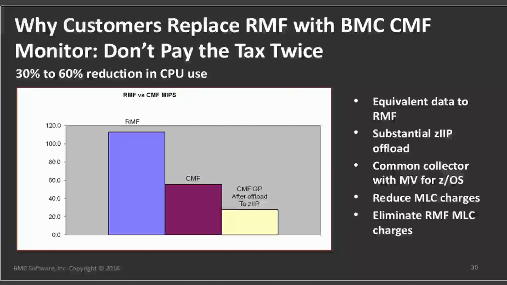So we designed CMF to use the same data collector as Mainview for z/OS. So we collect the data once. Mainview for z/OS can use it for real-time display, alerts, and alarm management. And CMF can record it so that the Type 70 and so on records are recorded and available. So CMF is more efficient, and when you combine CMF and Mainview and the zIIP offload, we're reducing the amount of overhead that you need to encounter by a substantial amount.